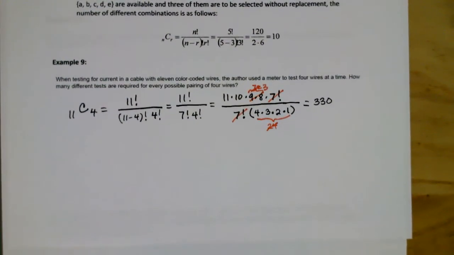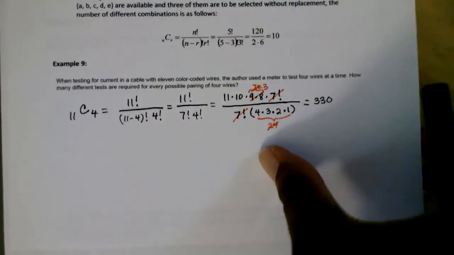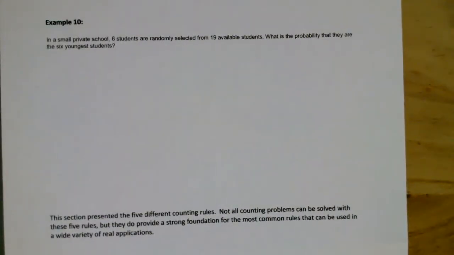There is one more example of this. All right, in a small private school, 6 students are randomly selected from 19 available students. What is the probability that they are the 6 youngest students?